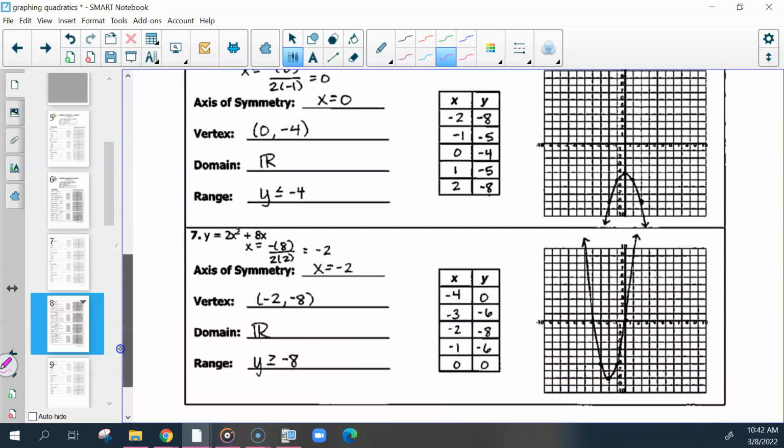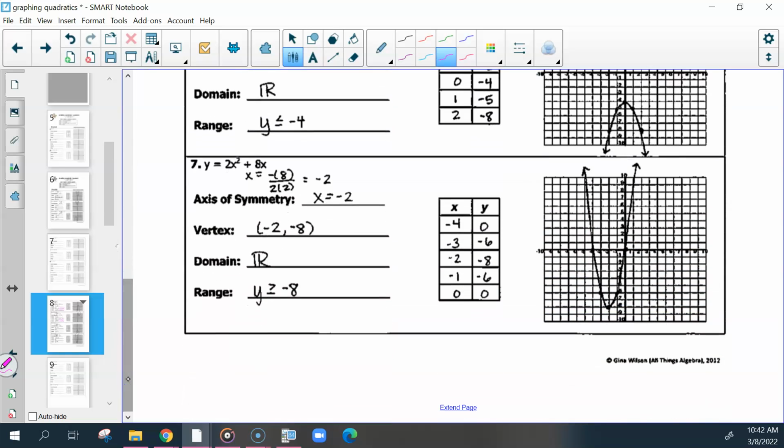Number 7, because we did number 6, axis of symmetry, x equals -2. Vertex was -2, -8. Domain was negative infinity to positive infinity. And range was -8 to infinity.